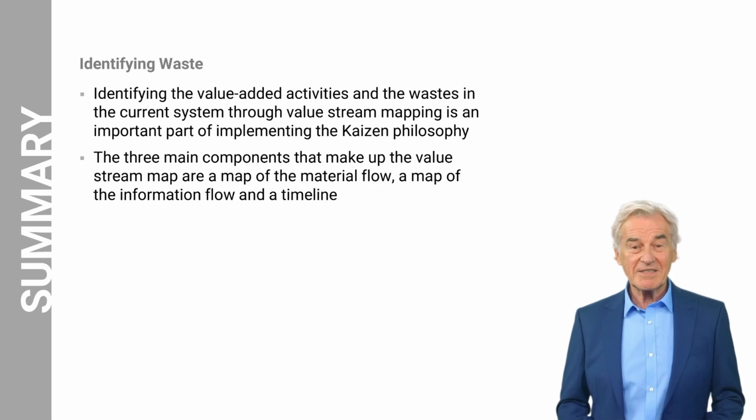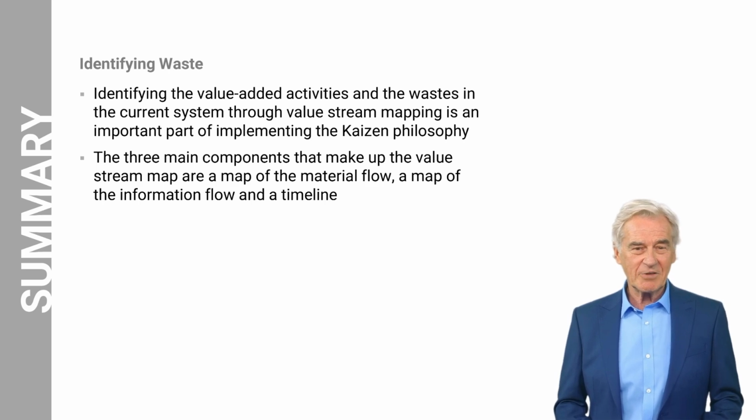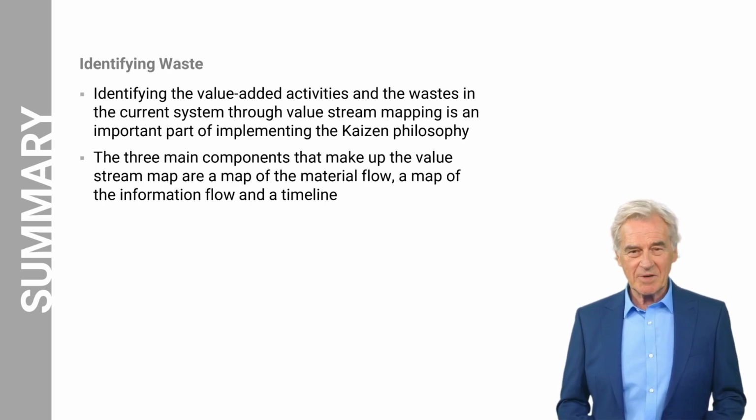In summary, identifying the value-added activities and the wastes in the current system through value stream mapping is an important part of implementing the Kaizen philosophy. The three main components of the value stream map are a map of the material flow, map of the information flow, and a timeline. Several different tools, including value stream mapping, are used to implement the building blocks of Lean.